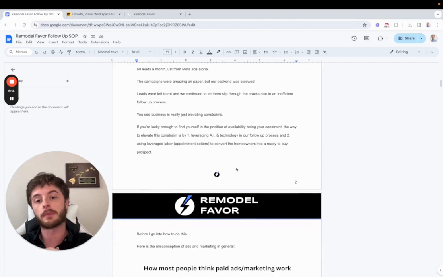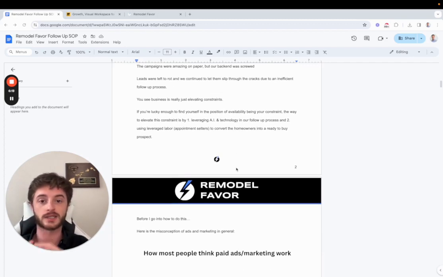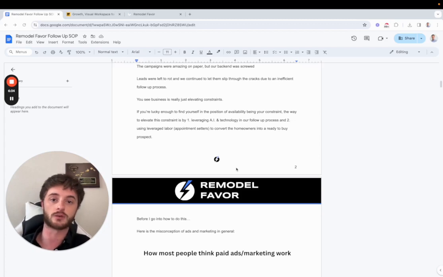But the truth is our backend was completely screwed. Leads were left to rot. We continued to let this slippage happen from lead to appointment. And that's really just because we had an inefficient follow-up process. And in turn, leads were just sitting there. We were getting some contracts, but not as many as we really could have.